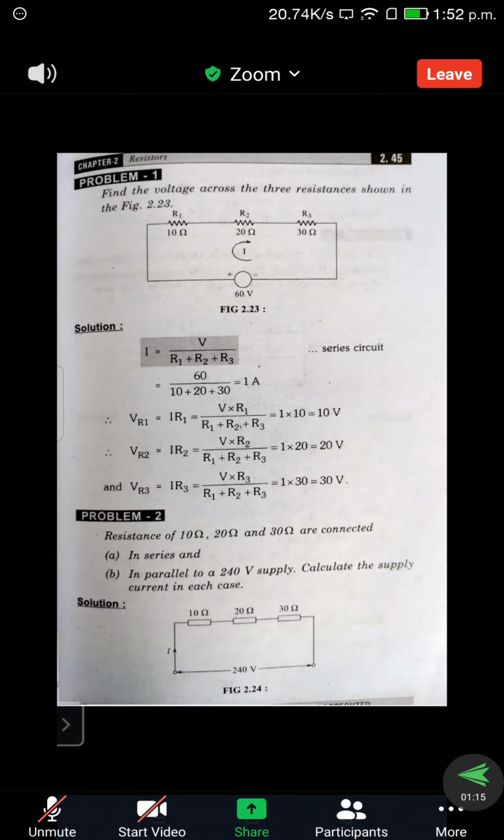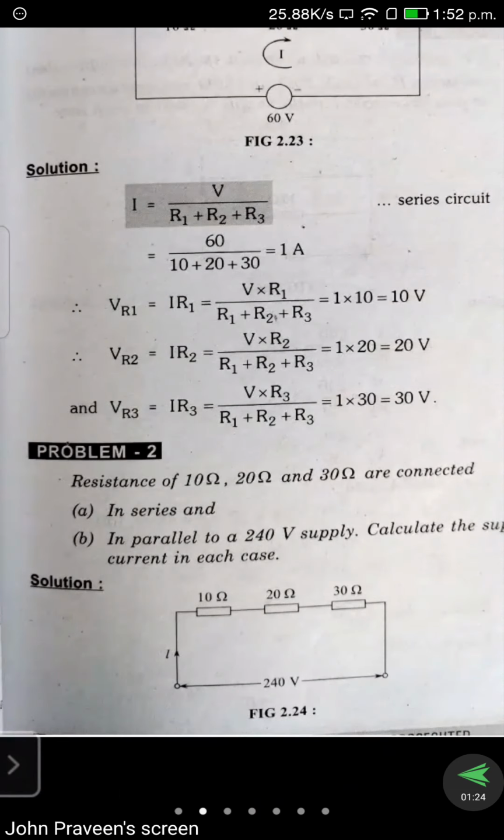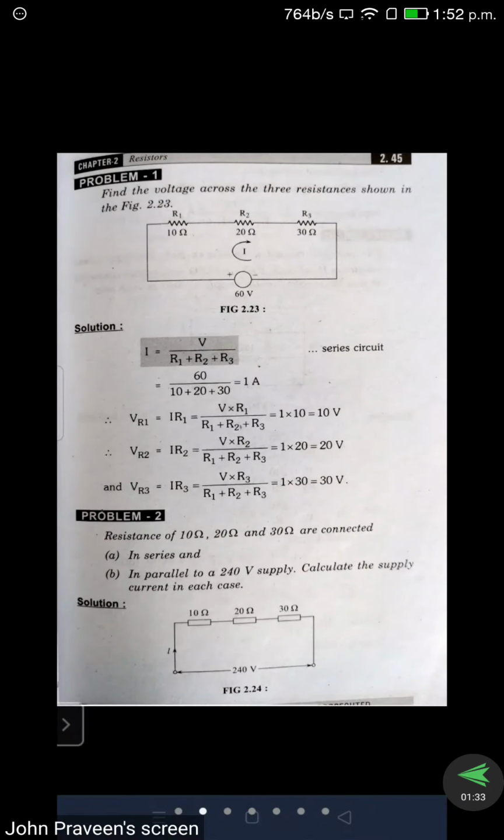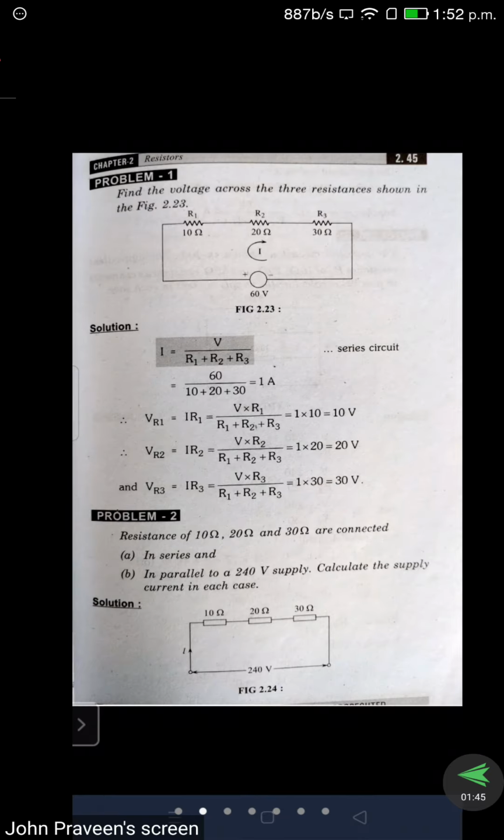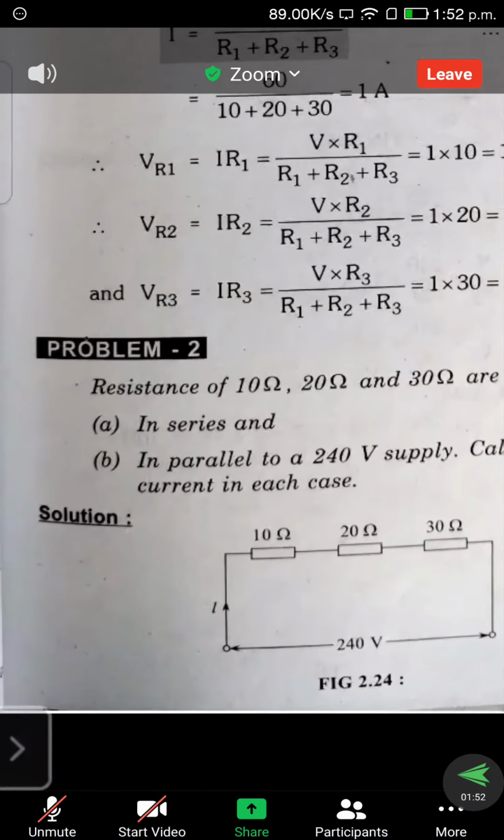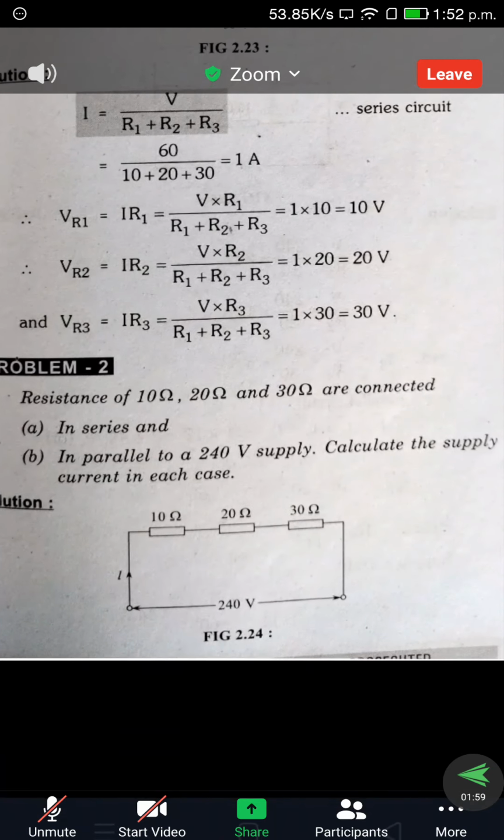Resistances of 10, 20 and 30 ohms are connected in series and in parallel to a 240 volt supply. Calculate the supply current. The current in case of parallel connection. So first see about series connection. How is the series connection there? 10, 20, 30 are connected in series across a 240 volt supply. So the same method we have followed.